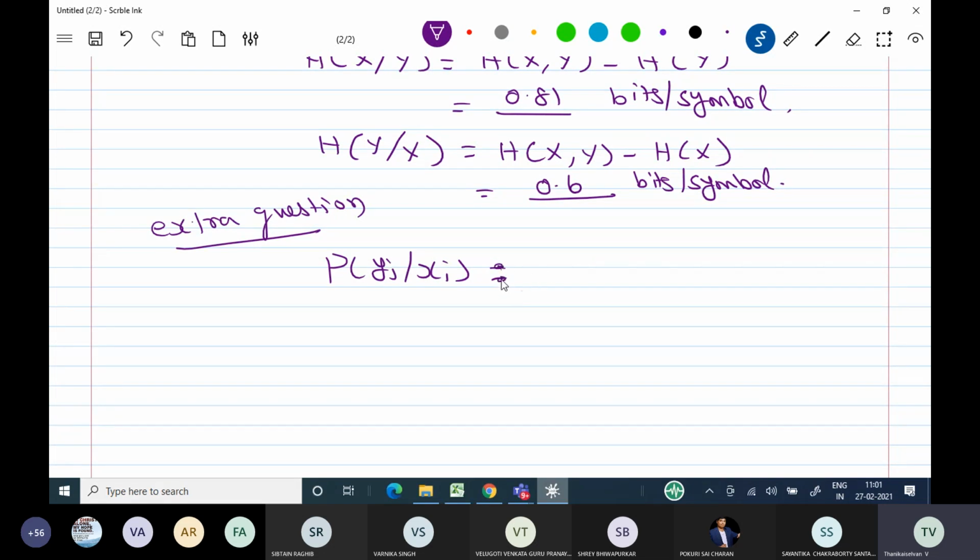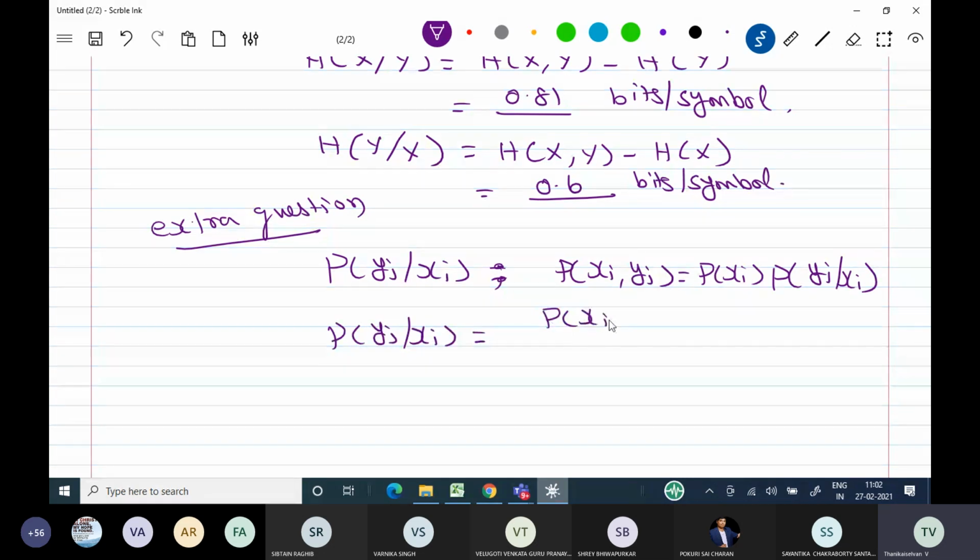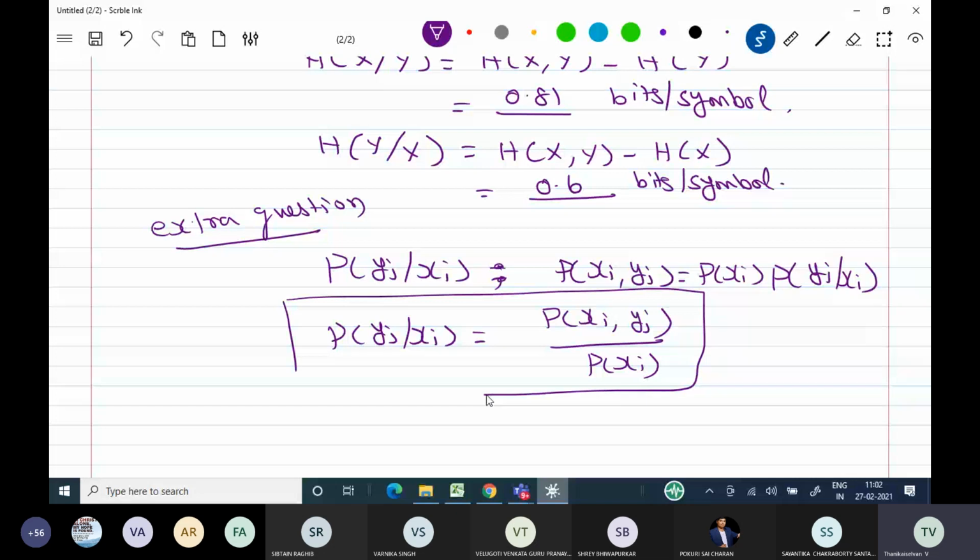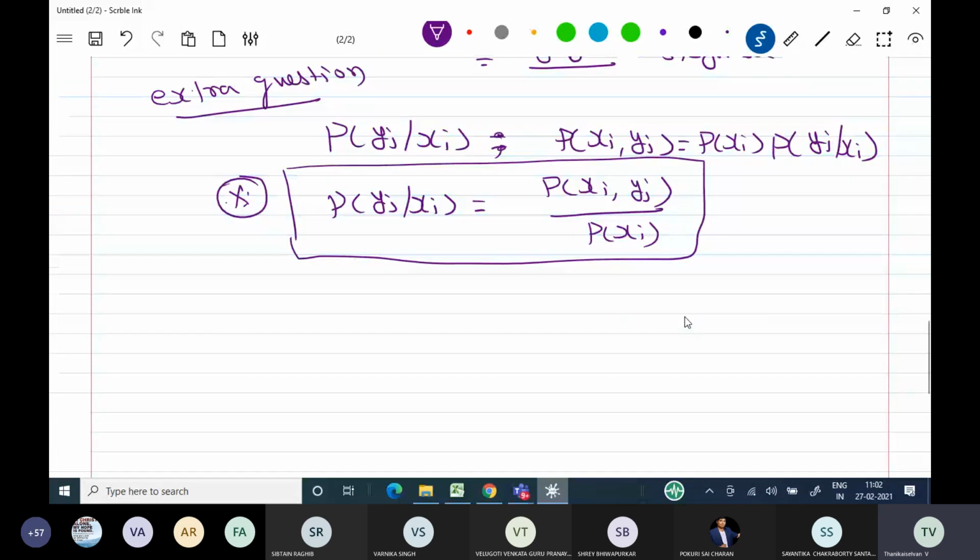You know that probability of xi comma yj, for two dependent events, is probability of xi into probability of yj given xi. I hope you know this. So probability of yj given xi is equal to probability of xi comma yj divided by probability of xi. This is the formula, no? Use this.